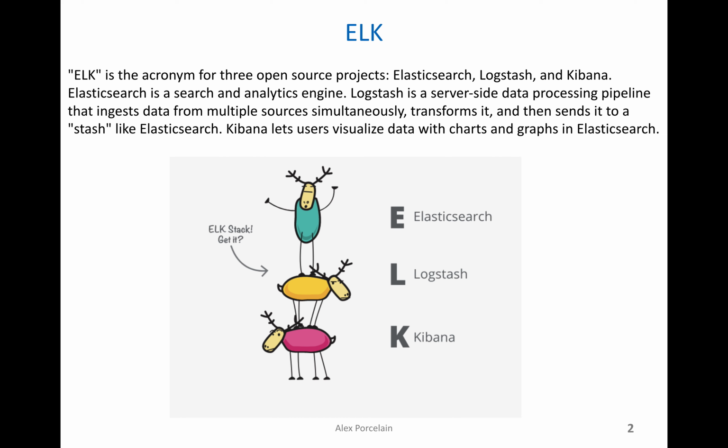I just like the name, but it's a server-side data processing pipeline that can ingest data from multiple sources and transform it. It sends it to a stash, and Elasticsearch is the stash for that. It's a set of APIs that allows you to actually write queries. And finally, the third component is Kibana, and Kibana is a completely built-in business intelligence user visualization platform. It allows you to turn the data that you ingested into Elasticsearch.